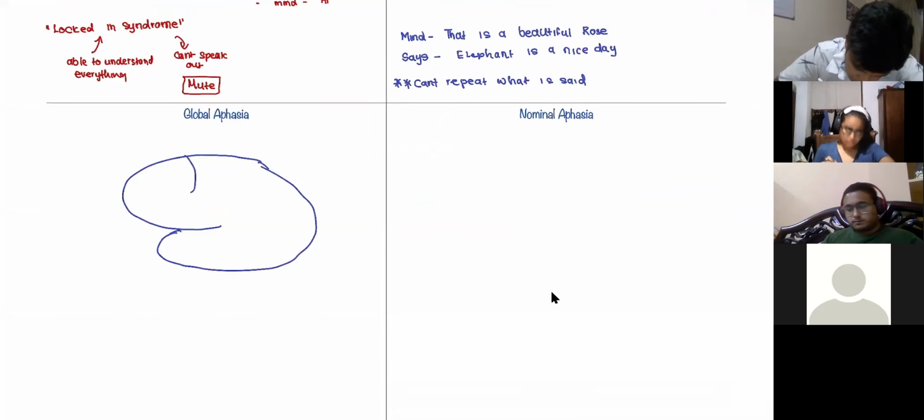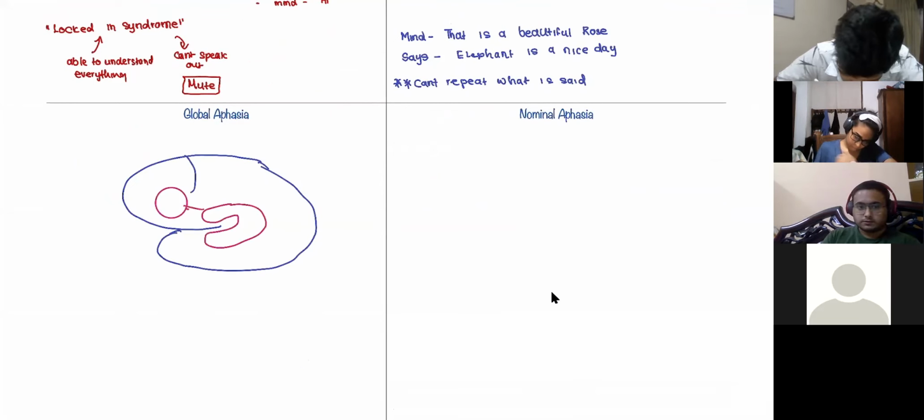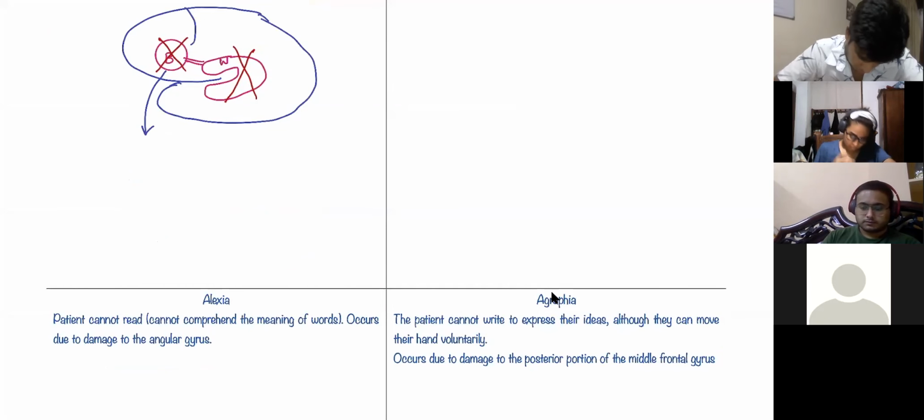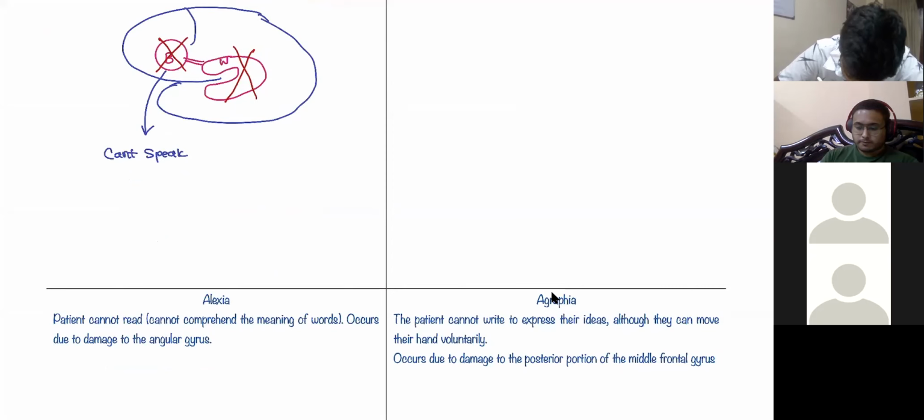Global aphasia. Can someone tell me what global aphasia is from the word? Which structure is damaged? Both. Yes. Both structures are now damaged. Now, can they speak? No. Can they comprehend what is told? No. That is that.